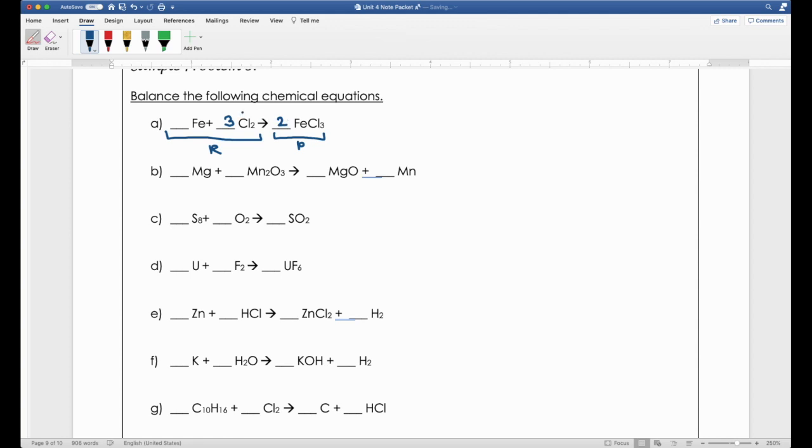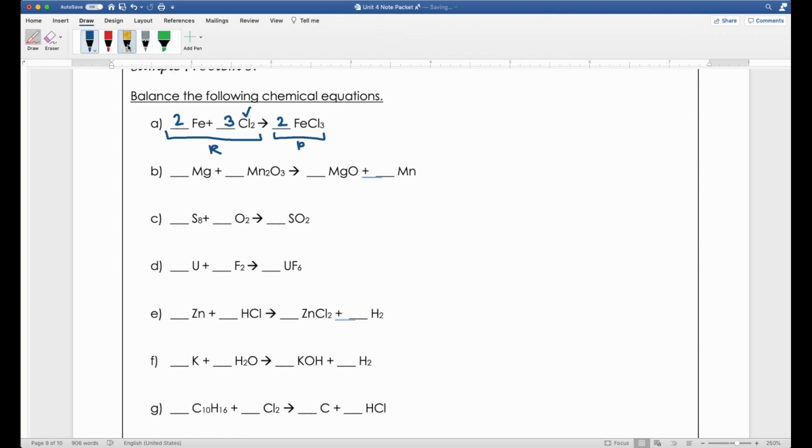And what I like to do when I'm done balancing one is I put a little check mark above that element so I know that that one is finished. And I only check them off on my reactant side because I don't think you have to do it on both. Notice that that did in fact change the irons. So now I have 2 irons coming out, which means I need to have 2 irons coming in. So let's add a coefficient of 2.